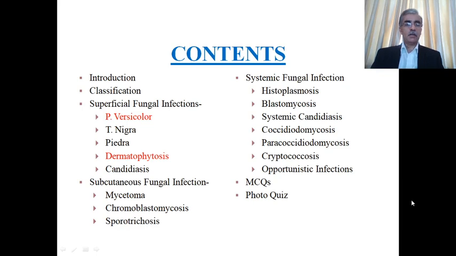And in the next class I will be taking candidiasis, subcutaneous fungal infections including mycetoma, chromoblastomycosis, sporotrichosis, then systemic fungal infections which include histoplasmosis, blastomycosis, and systemic candidiasis.